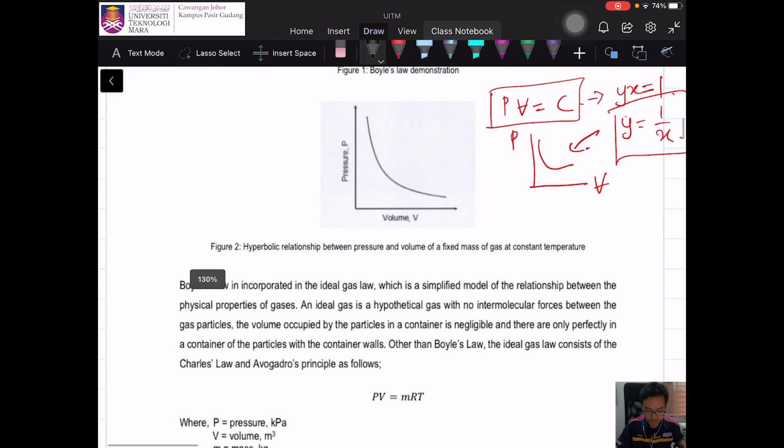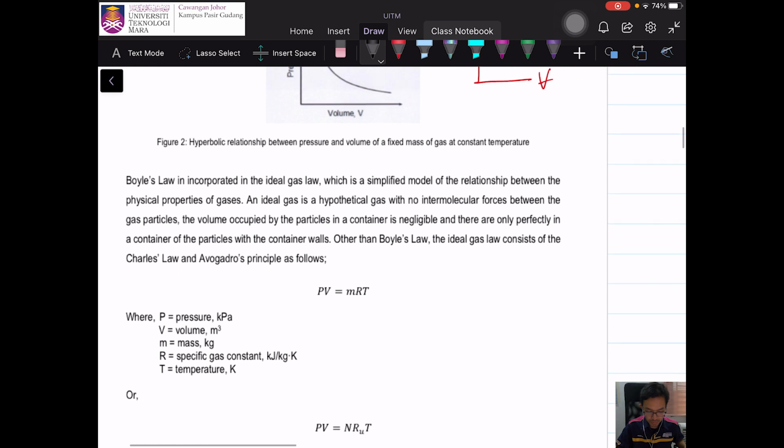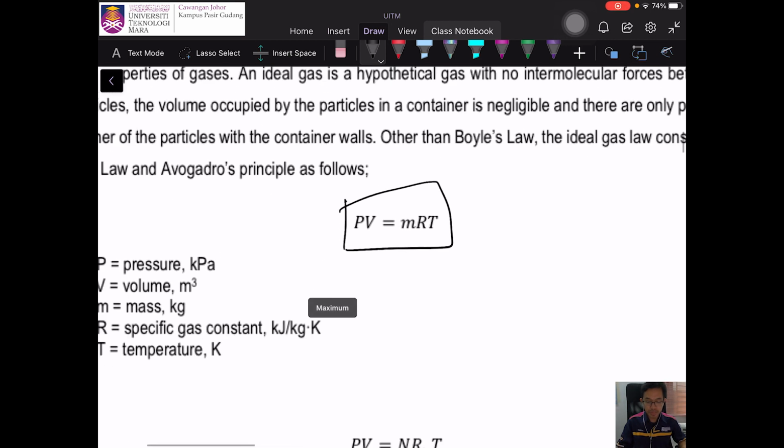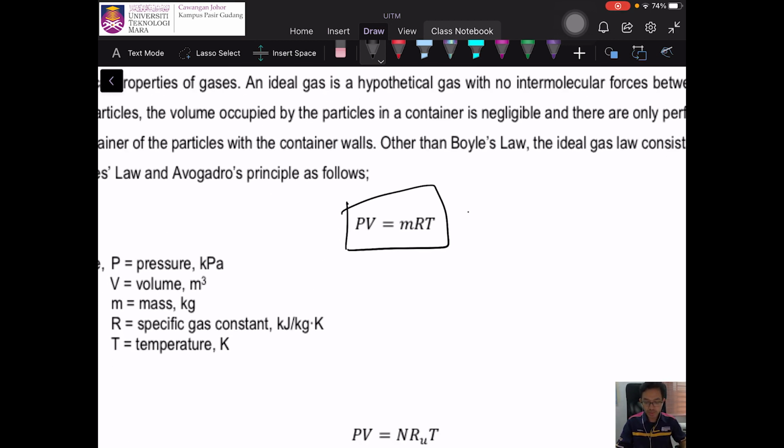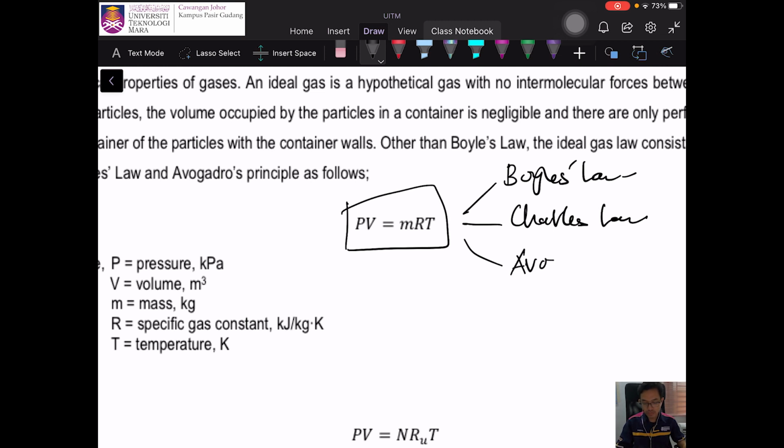So now we look back at the lab sheet here. Right, as I said previously, Boyle's law will lead to the famous ideal gas equation. Basically, the ideal gas equation is PV equal to mRT, which comes from three equations, and one of them is Boyle's law. The other two are Charles' law and Avogadro's law. Okay, so we focus on Boyle's law only.